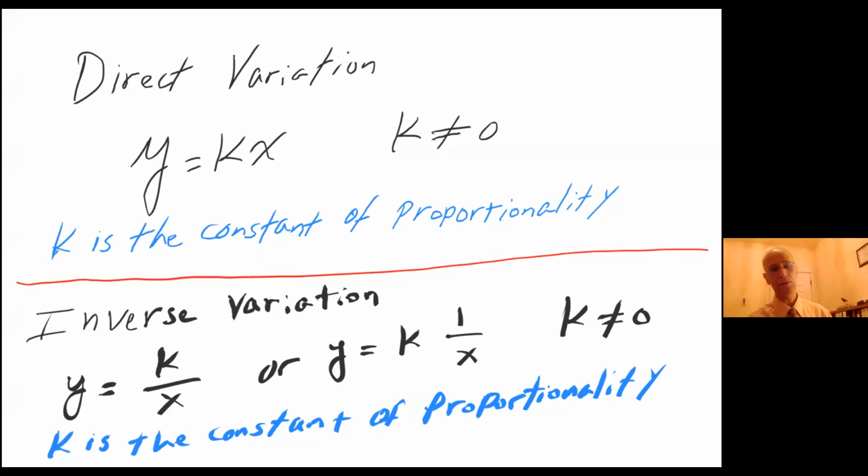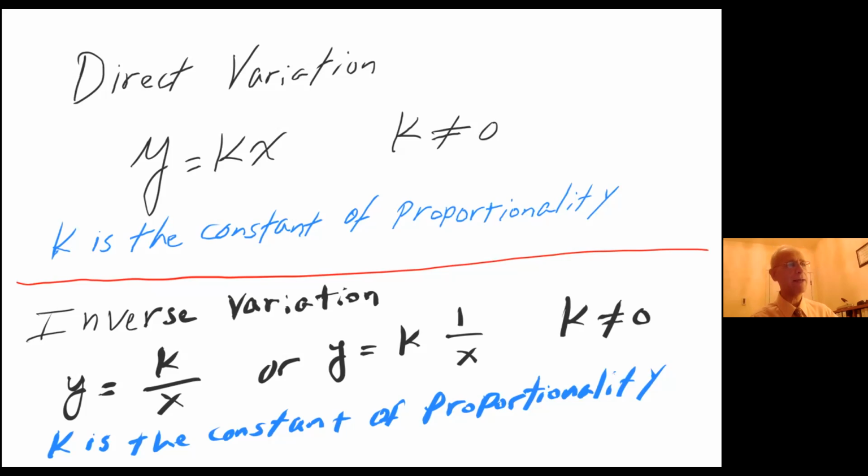On the other hand, if you have fire and if you add water to it, the more water you add to it, the less fire you're going to have. So it's going to have inverse variation.